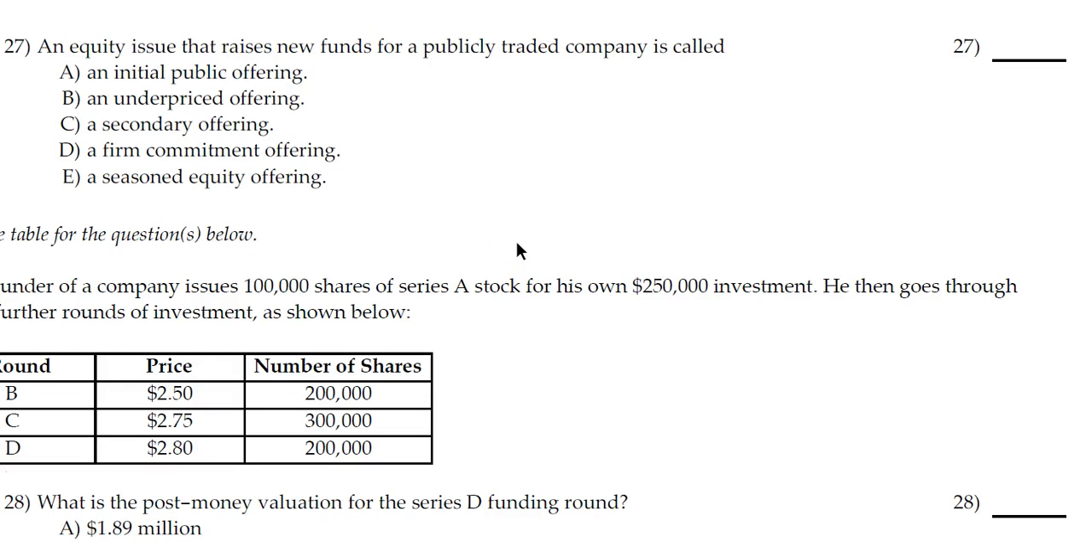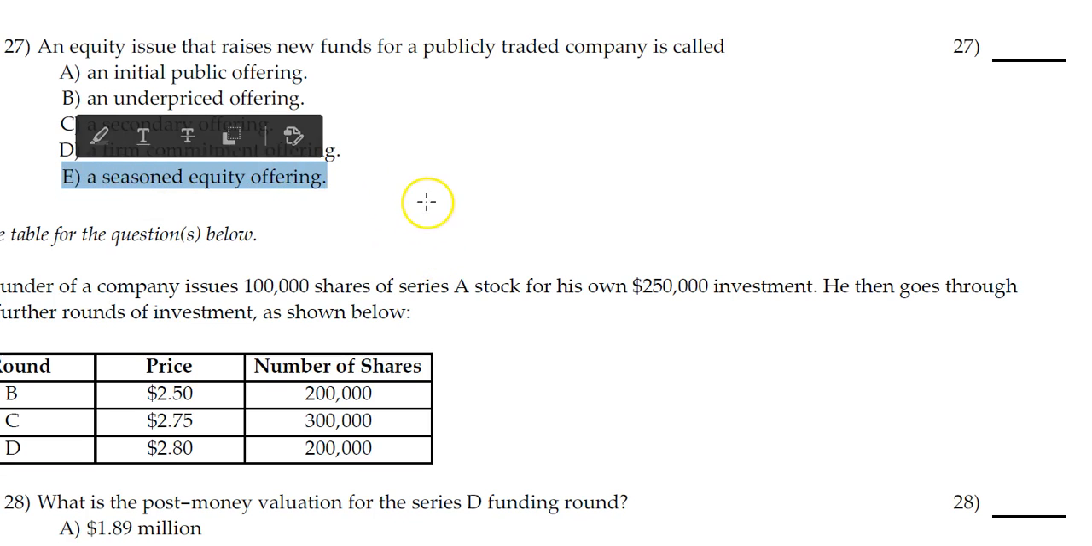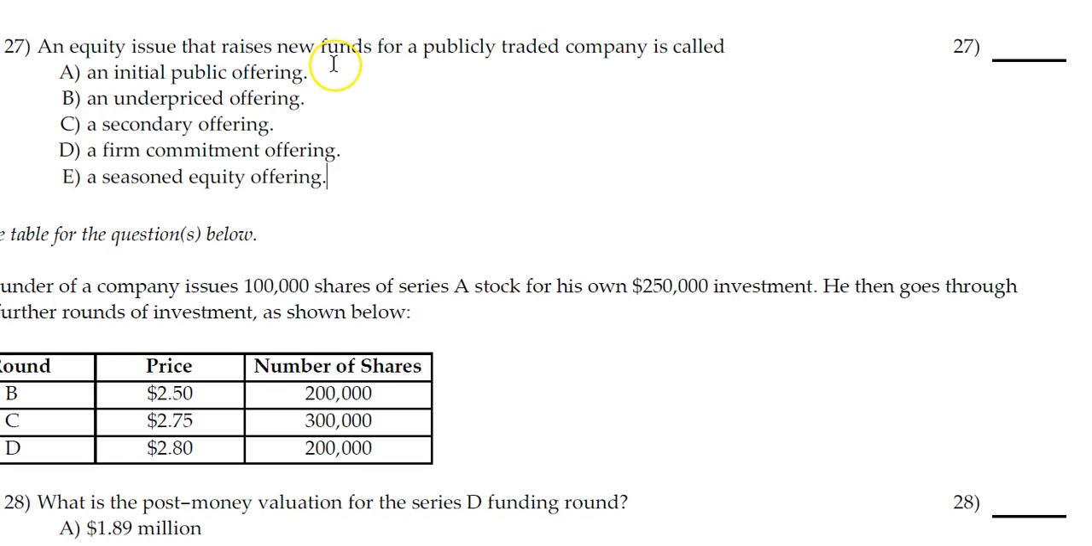All right, let's look at 27. An equity issue that raises new funds for a publicly traded company is called. So if you have a publicly traded company and you raise new funds, it is called seasoned equity offering. Initial public offering is when you raise the funds for the first time. Underprice offering, I mean, that's just a descriptive.